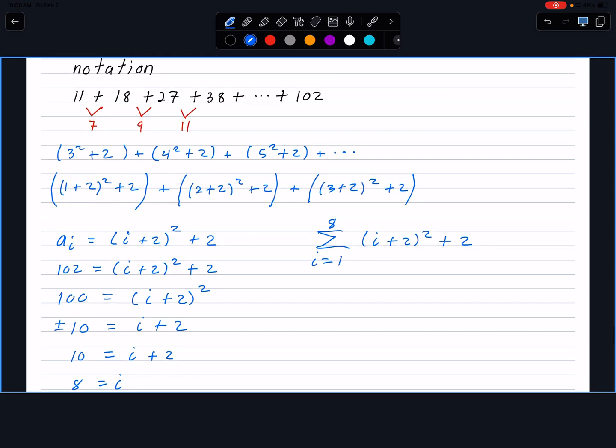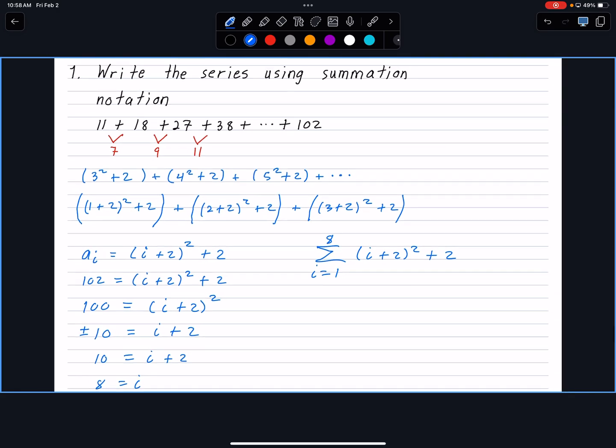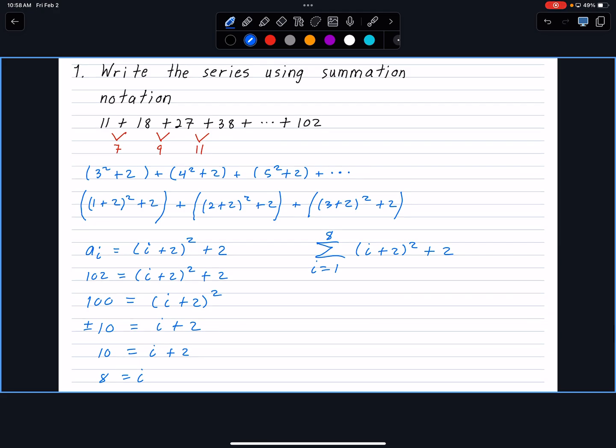In regards to number 1, again, I recognize it was a hard one. It's hard to find the formula. Question? What's the difference between you just doing 3 squared plus 2 versus 1 plus 2? So the question was asked, why not just have it as 3 squared plus 2, 4 squared plus 2, 5 squared plus 2?